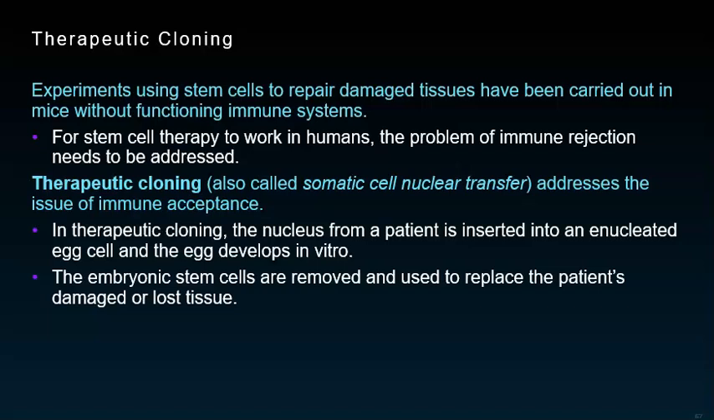So that's where therapeutic cloning comes into play. And therapeutic cloning, which is also called somatic cell nuclear transfer, addresses the issue of immune acceptance. In therapeutic cloning, the nucleus from a patient is inserted into the enucleated egg cell, and that egg cell develops in vitro. After that, the embryonic stem cells that have the same genetic information of the patient are removed and used to replace the patient's damaged or lost tissue. So that's a way to overcome this immune rejection, because now the new stem cells have the same genetic information. They're recognized as part of that patient already.